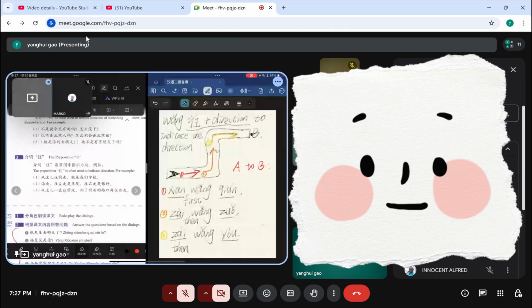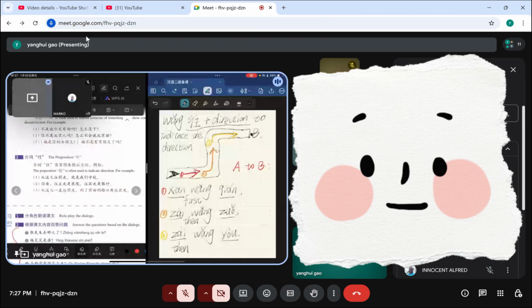Okay. So first, where do we go first? First, 先. So we use 先, first, and where do we go first? And then where do we go next? So we give the directions like this. First and then, right? So first is 先.